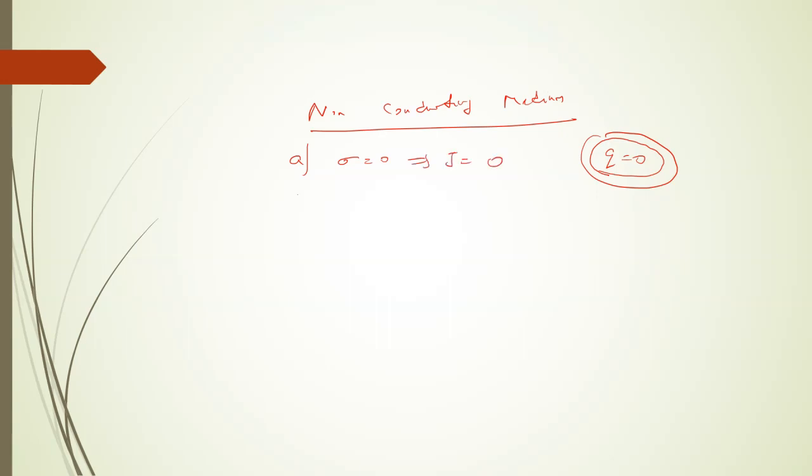non-conducting medium. A non-conducting medium is one which is not conducting because there are no free charges available. So the first condition is that conductivity is 0, so J equals 0, that is, conduction current density is 0, because J equals sigma times electric field. The second condition is rho equals 0, because rho equals dq by dv. I discussed this in the previous video lecture.